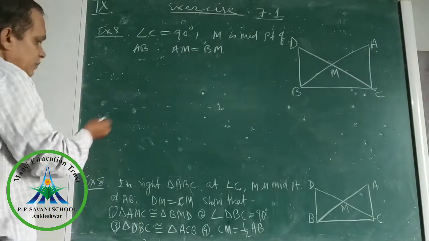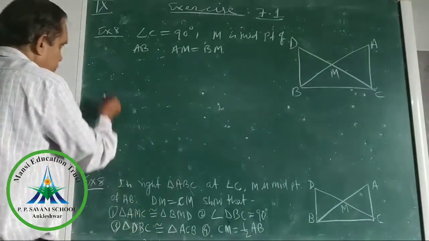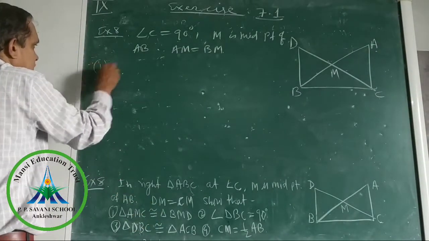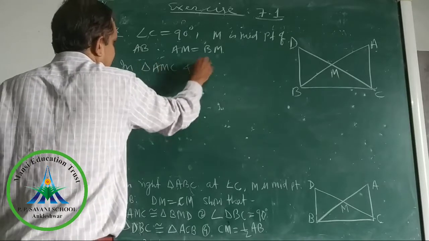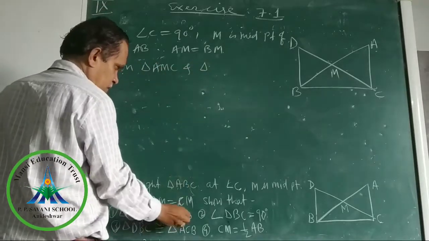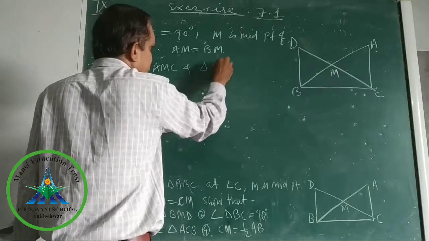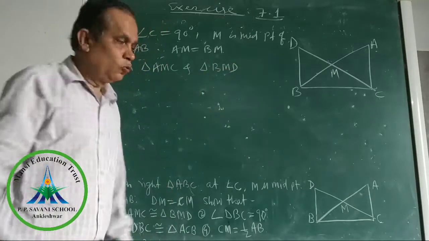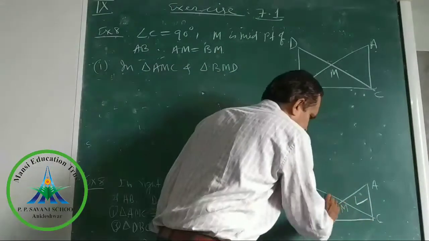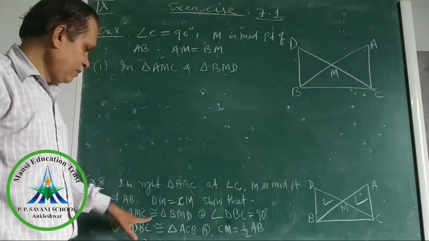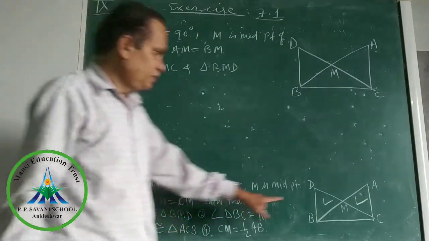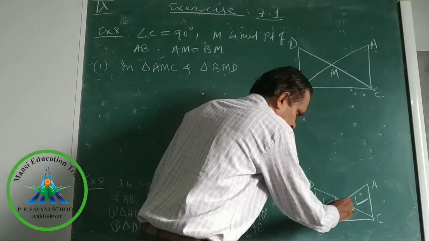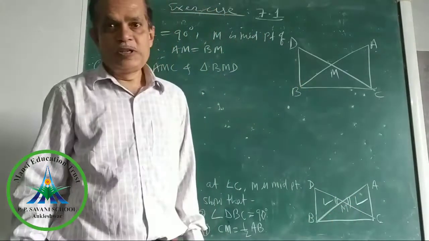Now see, number 1 we are asked to show first: in triangle AMC and triangle BMD, show that they are congruent. The angles are vertically opposite angles.